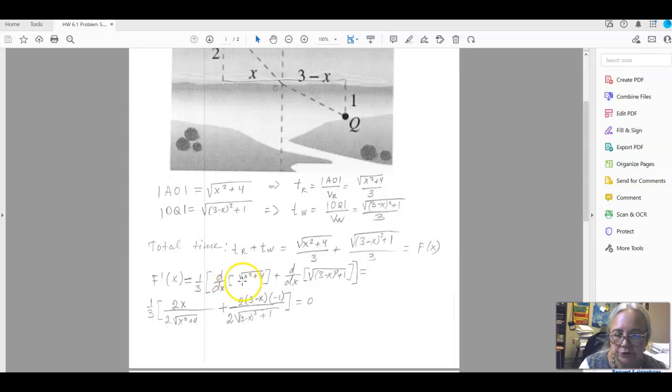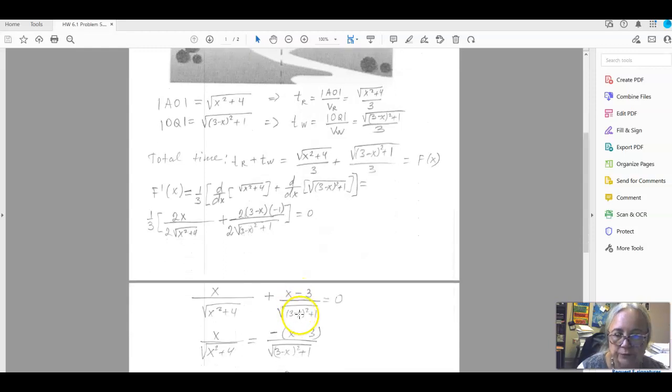So let's differentiate square root of x squared plus 4. We use the chain rule. So the derivative will be 1/2 times (x squared plus 4) to the power negative 1/2, which makes this a denominator, multiplied by the derivative of x squared plus 4, which is 2x. And the same here: 1/2 square root in the denominator, multiplied by the derivative of the expression under the square root, which is 2 times (3 minus x) times negative 1. So here we applied the chain rule twice when we differentiated.